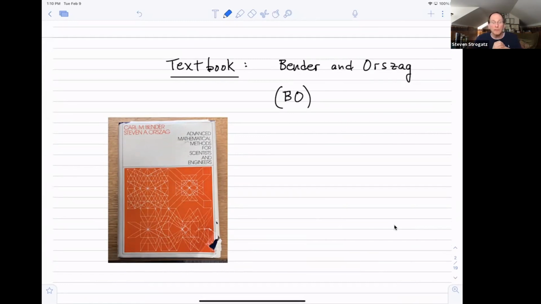Although, if you're a Cornell student, you have free access to this book through our library. So you can just download a copy off the internet for free. You wouldn't even be pirating it. We have a site license to Springer Verlag, and it's now available for free from them. So I'll frequently refer to it as B&O, Bender and Orszag.